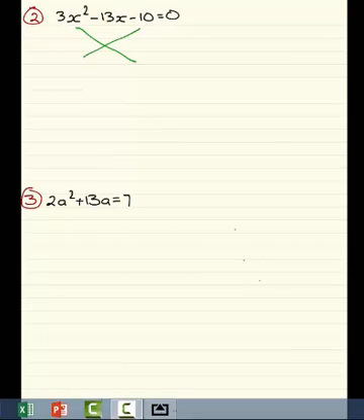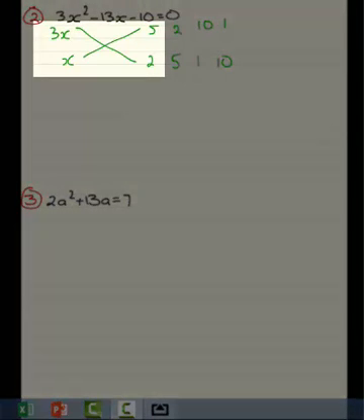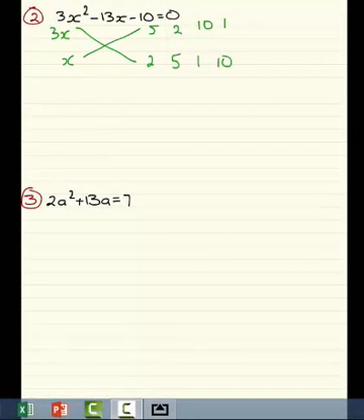So if we look at that, 3x squared has factors of 3x and x. Negative 10 is going to have factors of 5 and 2, or 2 and 5, 10 and 1, and 1 and 10. Remembering that one of these is going to be negative, but it's much easier to put the negative in after I've figured out what numbers I need to use. So multiply along the cross. 3x times 2, 6x, x times 5, 5x. 6x and 5x can't make negative 13x. So let's try the next one.